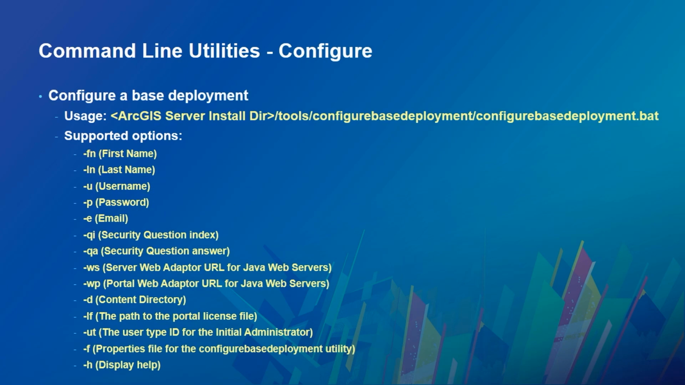Once the install is complete, when you're ready to configure, you'll use the configure base deployment batch file or shell script within the tools directory of the server install. There are a number of different supported operations or options for the configuration tool, very similar to going through the wizard. And here, the fourth-to-last and third-to-last options are the new options for 10.7, providing the path to the authorization file, as well as whatever user type license ID for the initial administrator account.